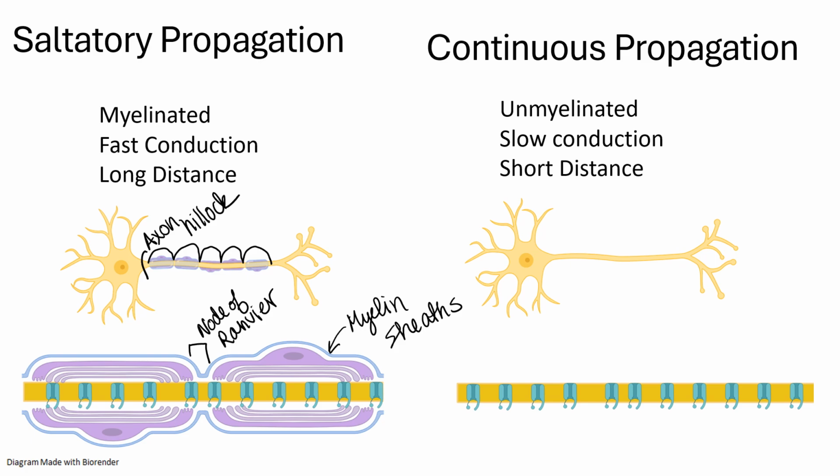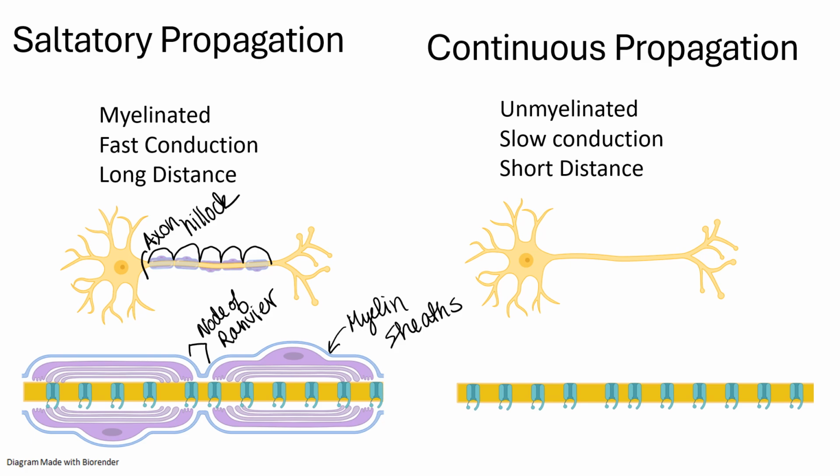Conversely, continuous propagation occurs on unmyelinated axons, and it is an incredibly slow type of conduction. It's preferred for short distances, such as traveling from the left to the right side of your brain. I mean, honestly, most of the time it's used to travel from some point in the left side of your brain to another point in the left side of the brain.